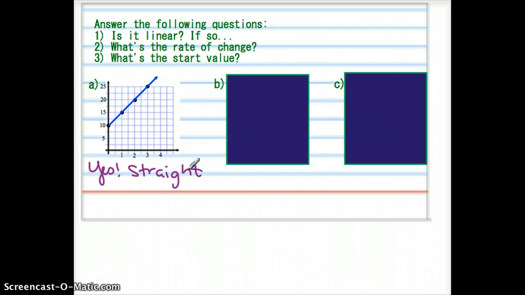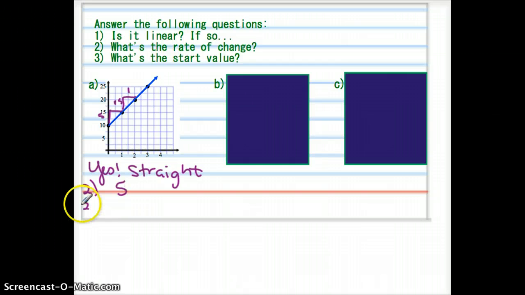When we're looking for what the rate of change is, I want to kind of look up here. It looks like every time that x is going over by 1, y is going up by 5. That's happening every time. So the rate of change is how much it's increasing every time. So the rate of change is 5. It's going up by 5 every time.